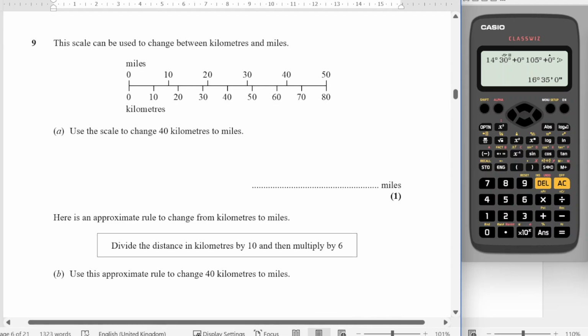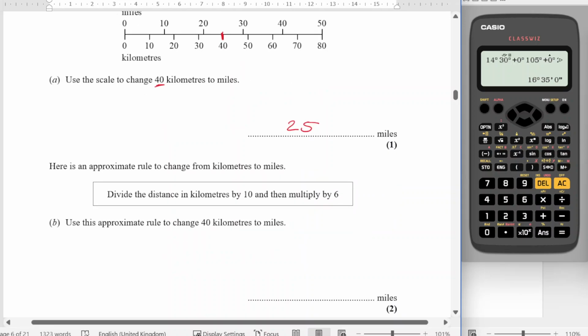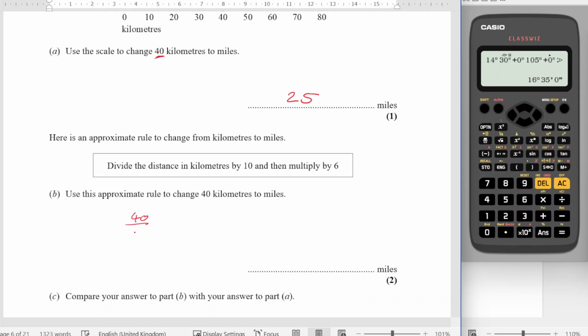Question 9, this scale can be used to change kilometers to miles. Use the scale to change 40 kilometers to miles. So 40 kilometers is going to be hitting here, which is directly in between, so that would be 25 miles. Here is the approximate rule to change from kilometers to miles. Divide the distance in kilometers by 10 and multiply by 6. Use this approximation to convert 40 kilometers into miles. 40 divided by 10 times by 6 equals 4 times by 6 equals 24.